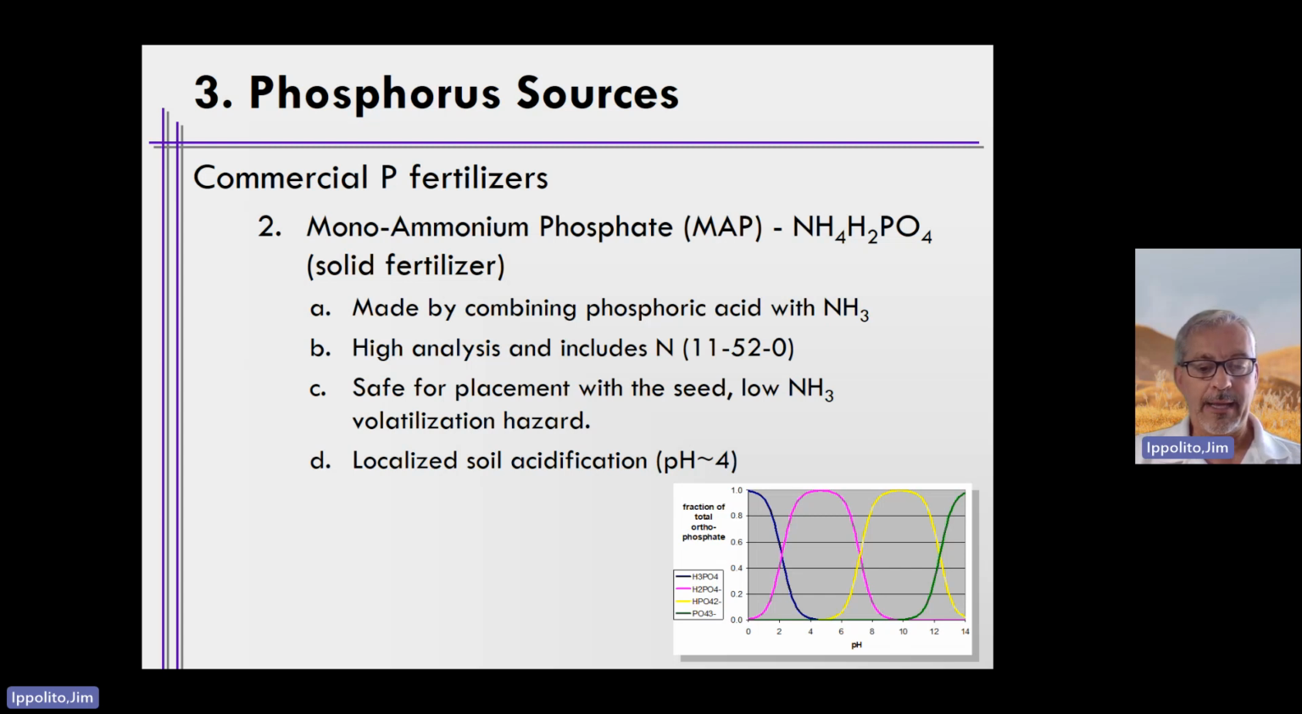So it's made by taking rock phosphate, reacting with sulfuric acid to form phosphoric acid, like we learned with triple superphosphate in the previous video. We take phosphoric acid and we combine it with ammonia gas from the Haber-Bosch process to form monoammonium phosphate. Interesting that the nitrogen fertilizer industry is intimately tied to the phosphorus fertilizer industry.